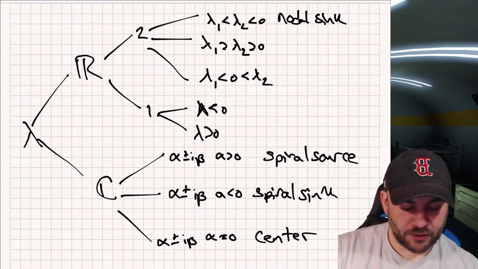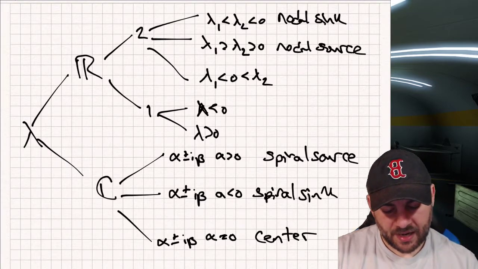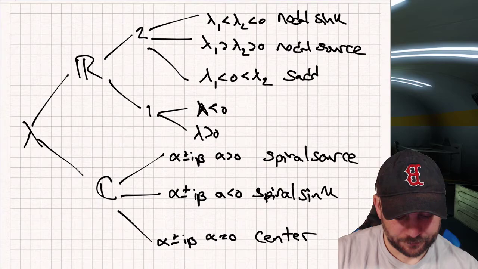Lambda 1 and lambda 2 are both positive. We call this a nodal source. And then one of them negative and one of them positive, we called this a saddle.